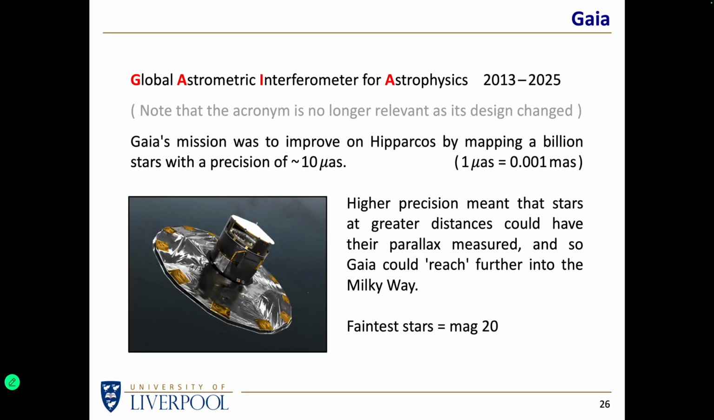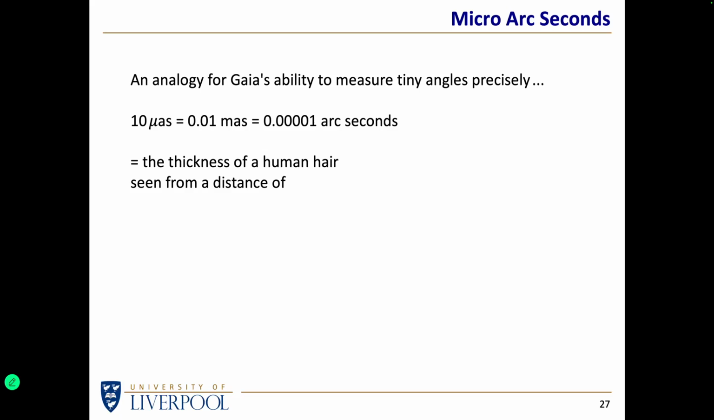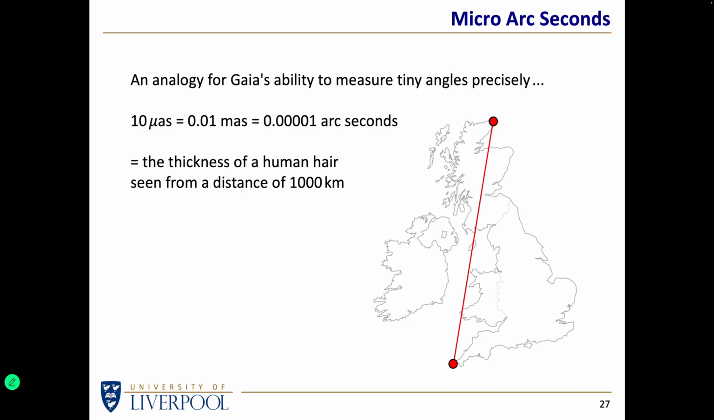It's difficult to really get a handle on what 10 microarc seconds really means. Perhaps some of us have got this idea that some telescopes, if you're lucky, have a resolution of about an arc second. But what does 10 microarc seconds really look like? As a simple analogy to give us an idea of the precision that Gaia is able to achieve, let's think about 10 microarc seconds as the ultimate resolution. That's equivalent to the thickness of a human hair as seen from a distance of about 1,000 kilometers.